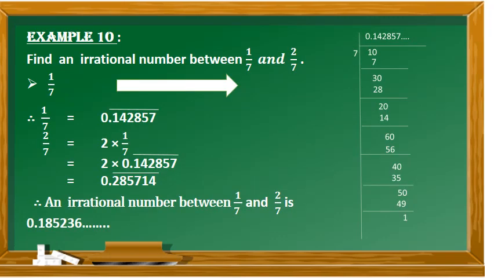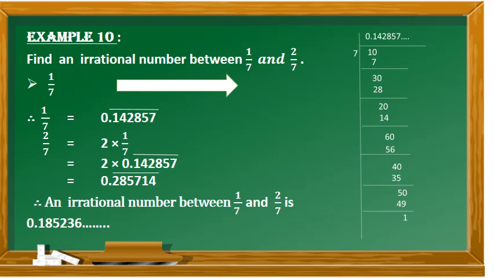Example 10. Find an irrational number between 1 by 7 and 2 by 7. 1 divided by 7. The dividend 1 is lesser than the divisor. So we have to place a decimal dot in the quotient and start adding zeros to proceed the division. 1, the dividend, becomes 10.